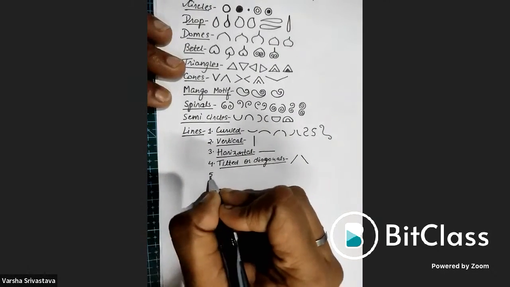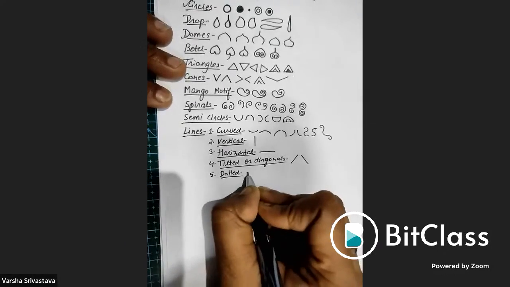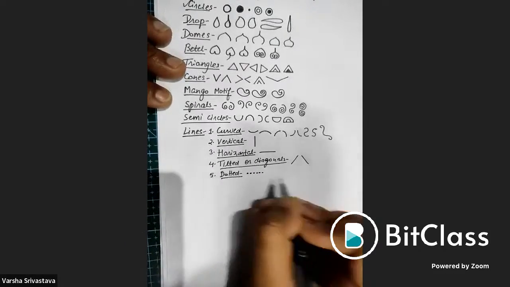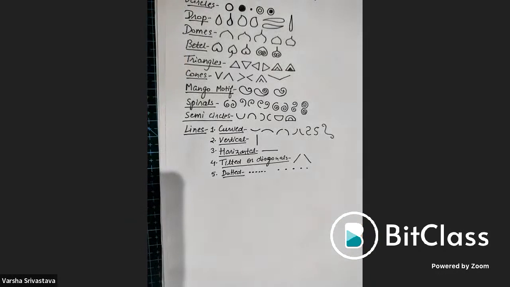Fifth, we have the dotted lines. So we have the closed dots like this. And then we have the far dots like this. Closed dots and far dots.